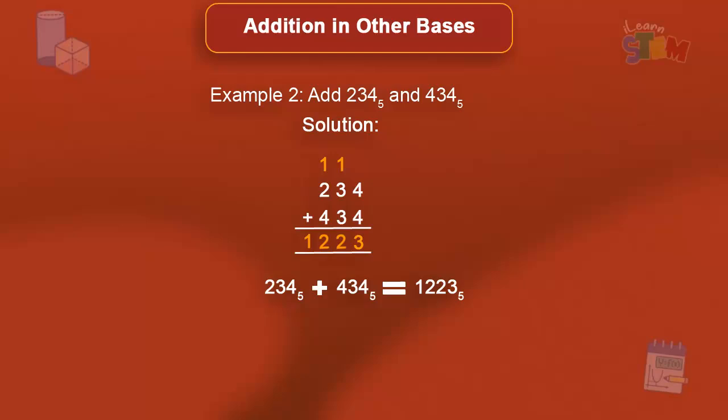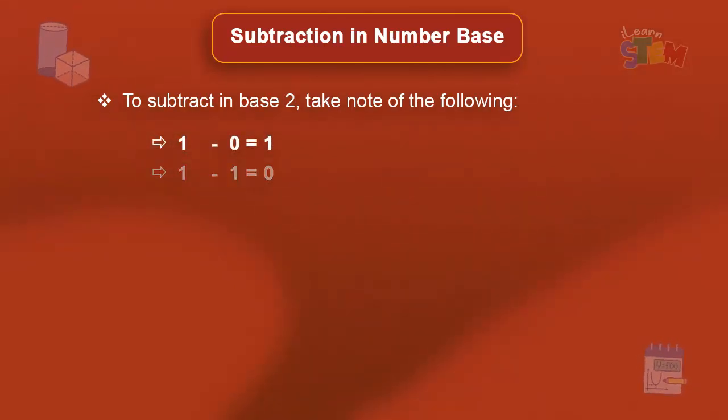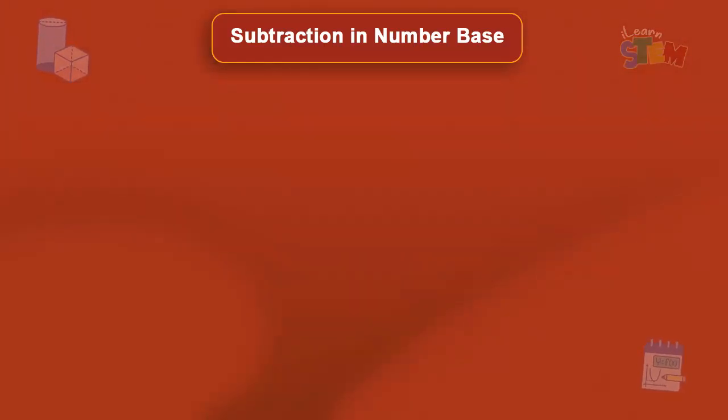Now, let us subtract some numbers in base 2. To subtract numbers in base 2, we need to also take note of the following. 1 minus 0 gives you 1. 1 minus 1 gives you 0. And 10 minus 1 gives you 1. Let us see yet another example.